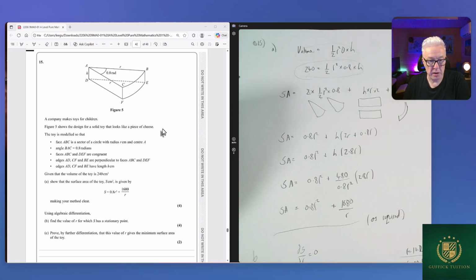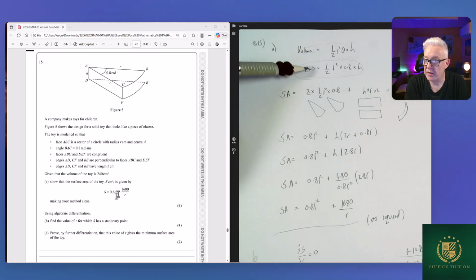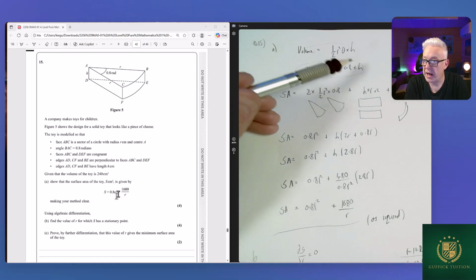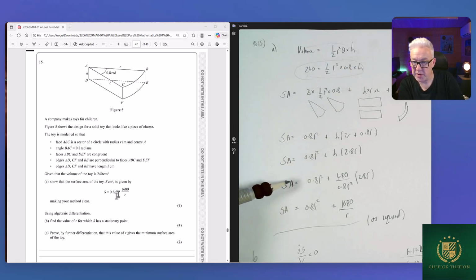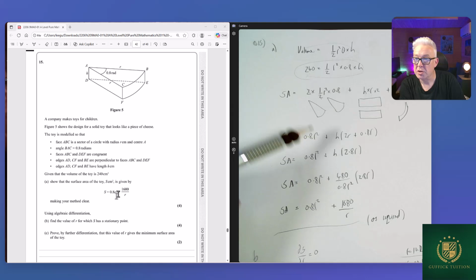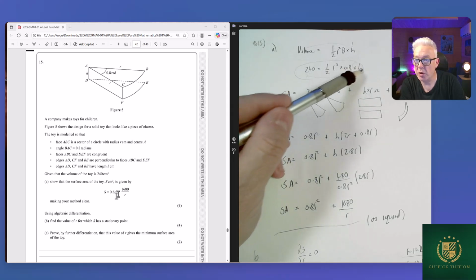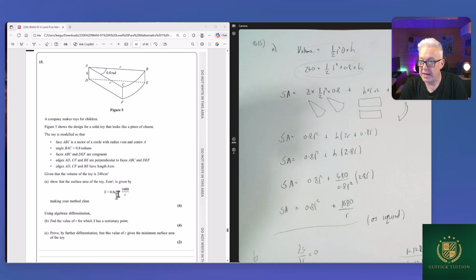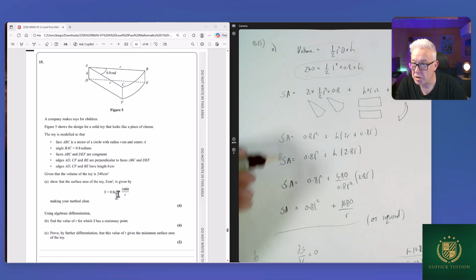Now, if we look at the equation that we're aiming for here, we're aiming for S is equal to 0.8r² plus 1680 over r. You'll notice that there is no h in this equation. So we've got an expression here for volume. It has r in and it has h. We have an expression for surface area. It has r in and it has h. So we need to rearrange this one to make h the subject and then replace it in this equation.